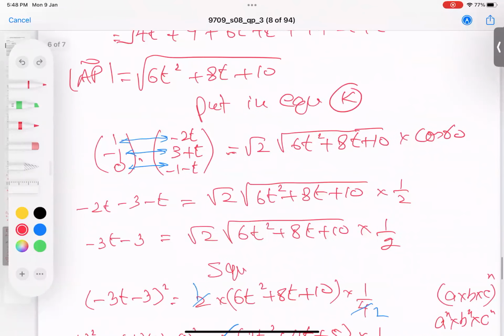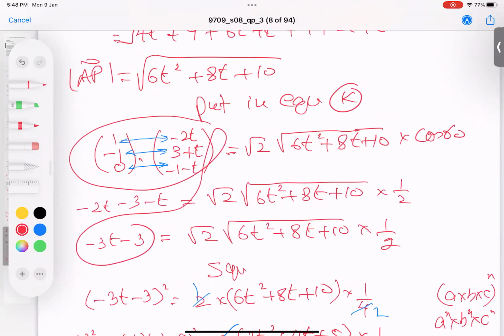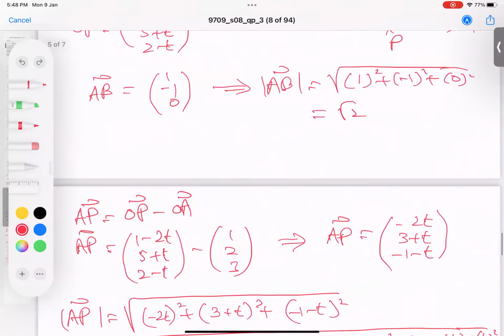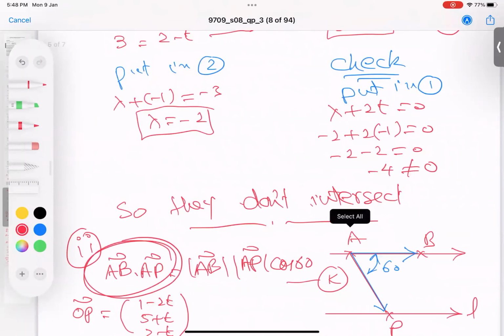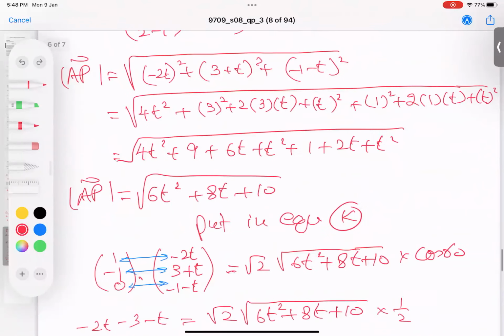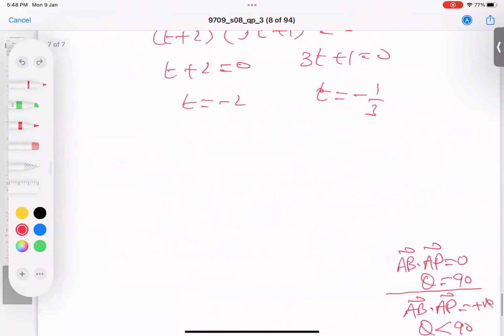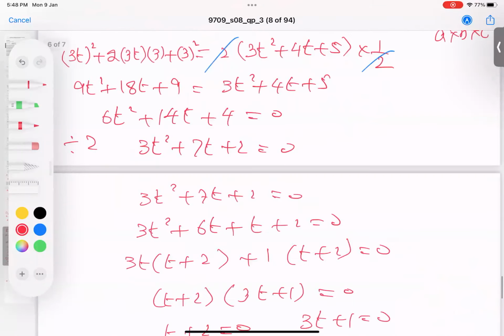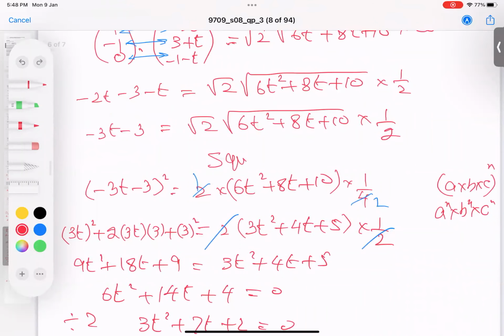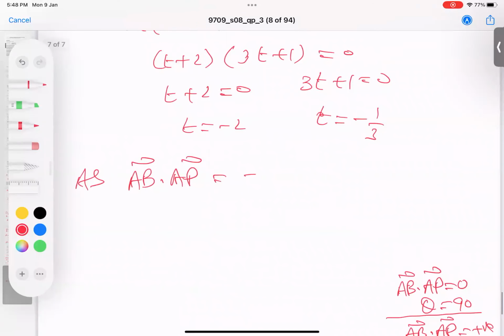Left hand side, I have the dot product formula. See, the dot product is giving this answer. I repeat my words. The dot product of AB dot AP is coming here. I'm going to show you. This is the answer of AB dot AP. So I'm writing here now. AB dot AP is actually what? -3t minus 3. Okay, -3t minus 3. So I'm going to put in both values and see what answer comes.